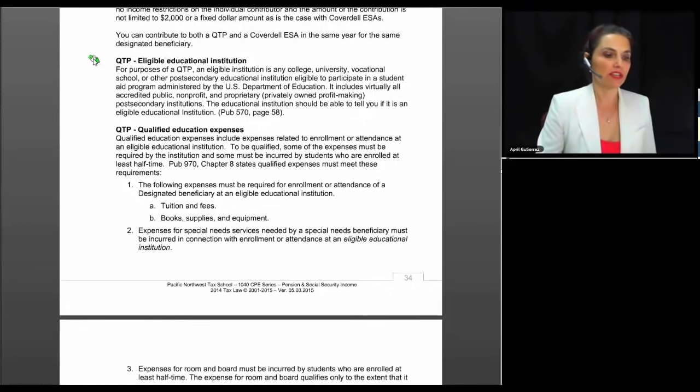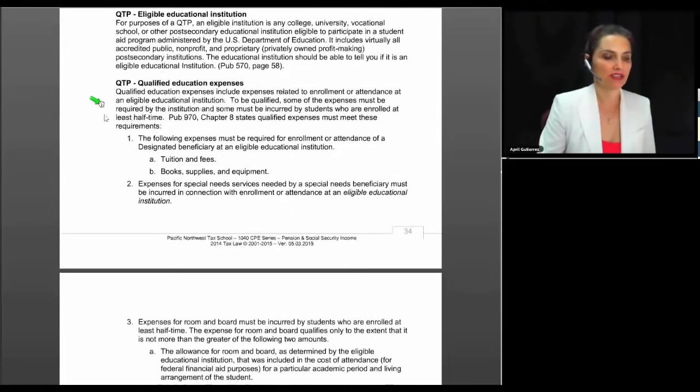QTP eligible educational institution. For purposes of a QTP, an eligible education institution is any college, university, vocational school, or post-secondary education institution eligible to participate in a student aid program that is administered by the U.S. Department of Education. It includes virtually all accredited public, nonprofit, and proprietary, otherwise privately owned profit-making post-secondary institutions. The educational institution that you are working with or interested in sending your child to should be able to tell you if it is an eligible educational institution.